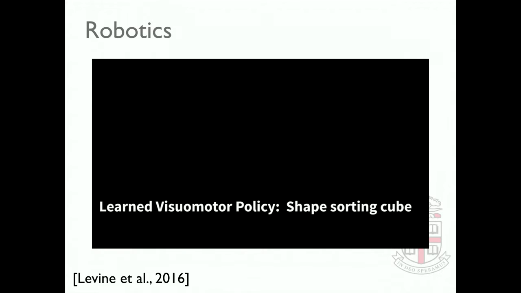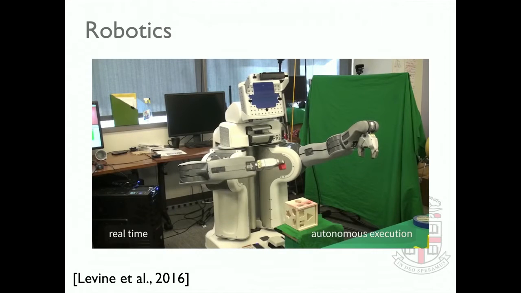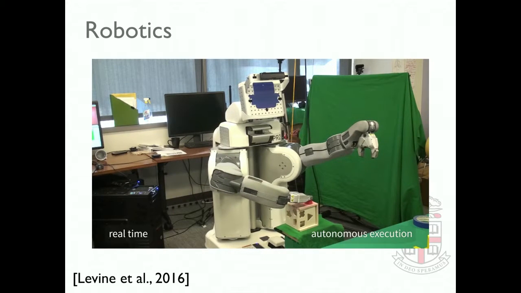And so this is an example of some of the learned visual motor policies that they were able to extract. Here the robot inserts a block into a shape-sorting cube.